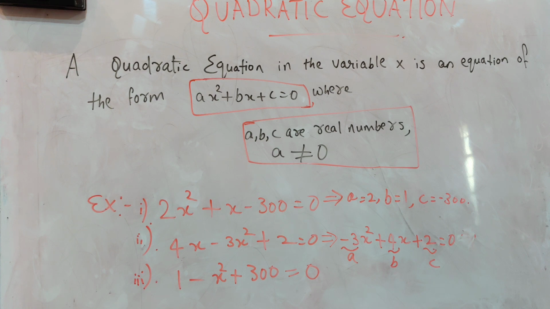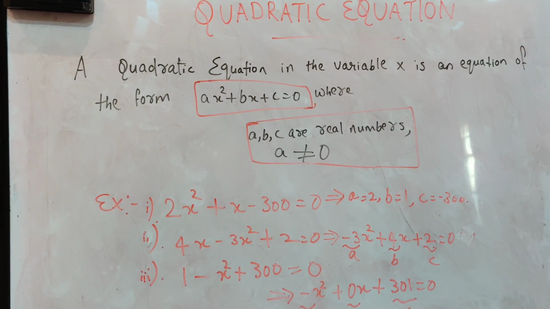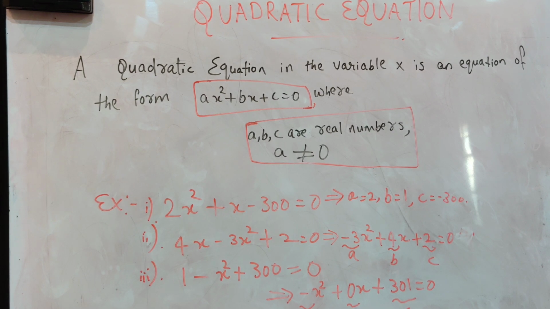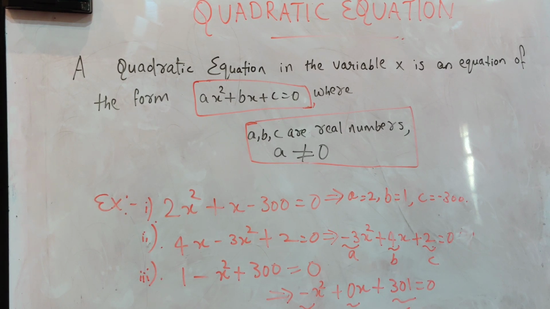Now coming to the third, 1 minus x square plus 300 equal to 0. Is it a quadratic equation? Yes, it is. Why? Because the third equation can be rewritten as minus x square plus 0x plus 301 equal to 0, where the value of a is minus 1, the value of b is 0 and the value of c is 301. So these are examples of quadratic equations.